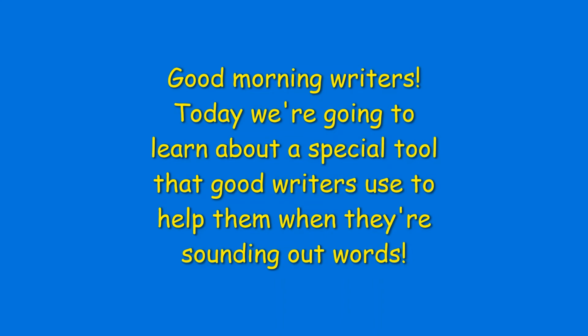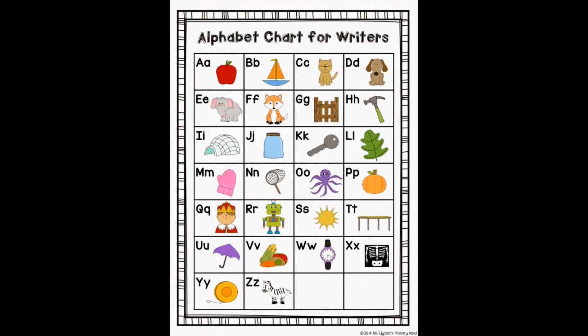Good morning, writers. Today we're going to learn about a special tool that good writers use to help them when they're sounding out words. This is called an alphabet chart. Good writers use an alphabet chart if they're talking like a turtle and they don't know what letter makes the sound that they hear.